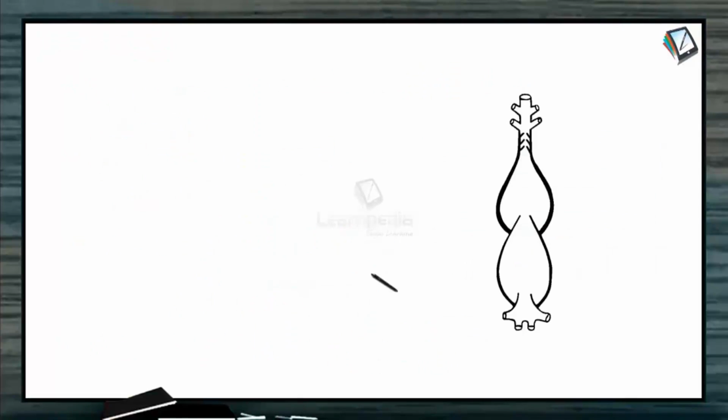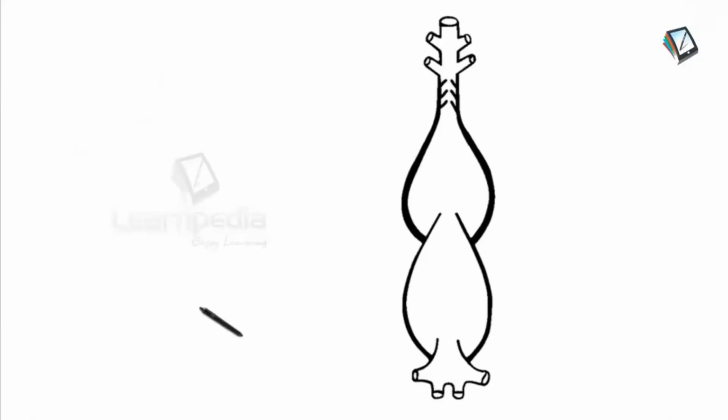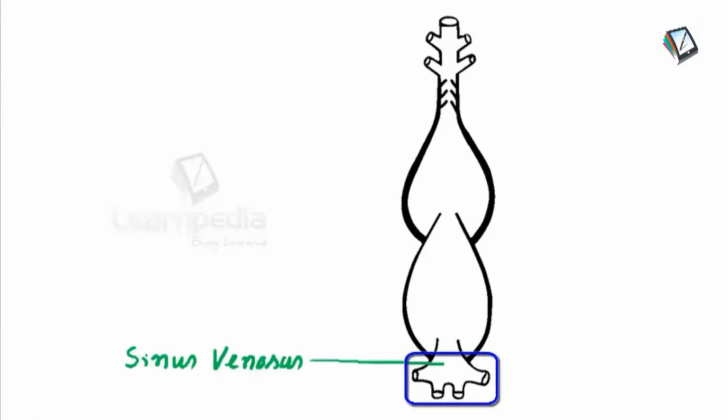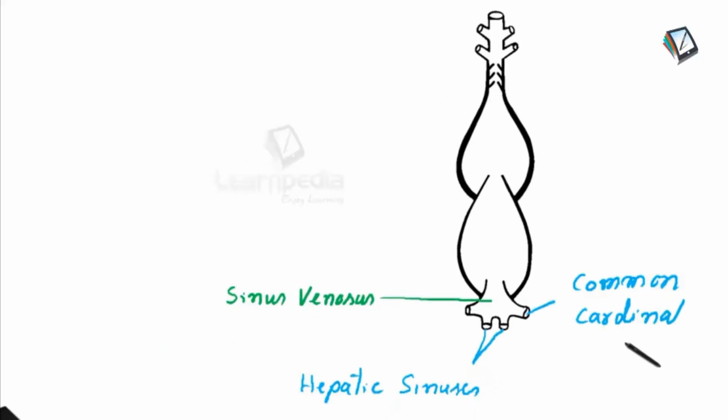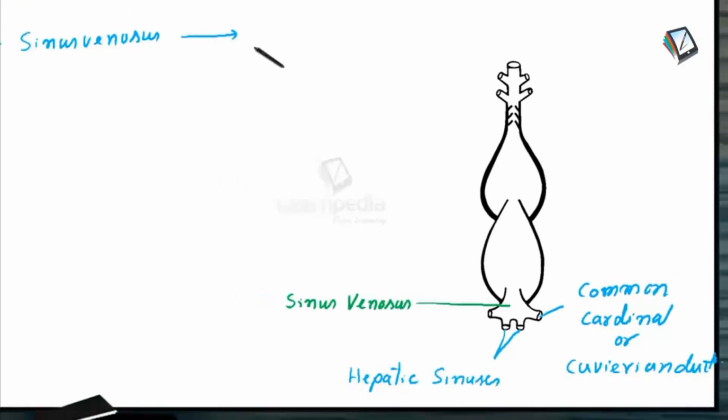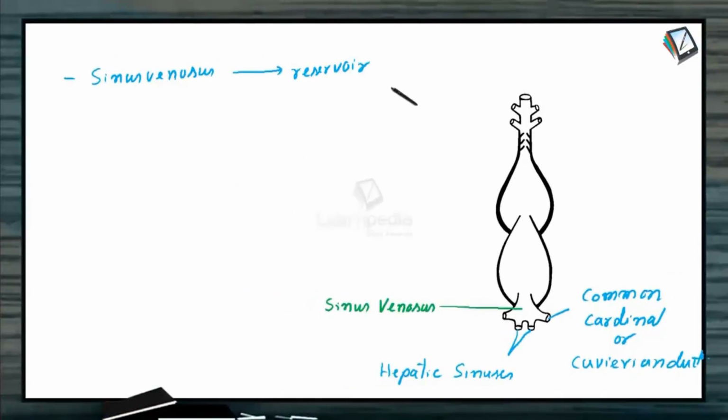Let us see the structure of the two-chambered heart in this generalized cartilaginous fish. The thin-walled sinus venosus receives blood of the body through larger veins, commonly called hepatic sinuses and common cardinal veins. They are also called Cuvierian ducts. This sinus venosus chiefly serves as a reservoir of blood, and it opens anteriorly into the atrium through the sinoatrial aperture, which is guarded by a pair of valves.